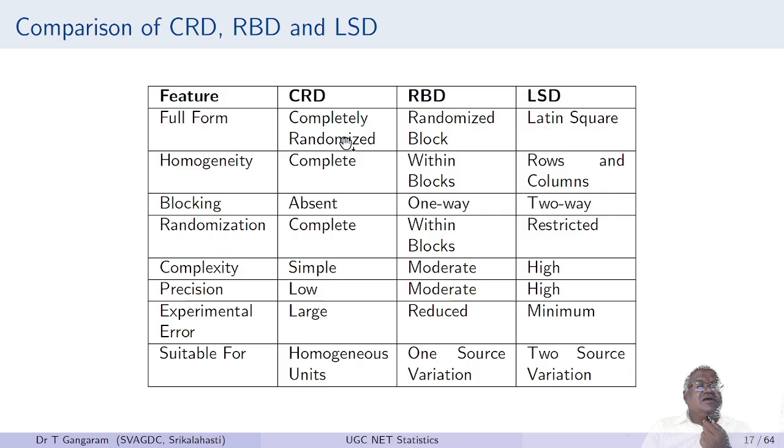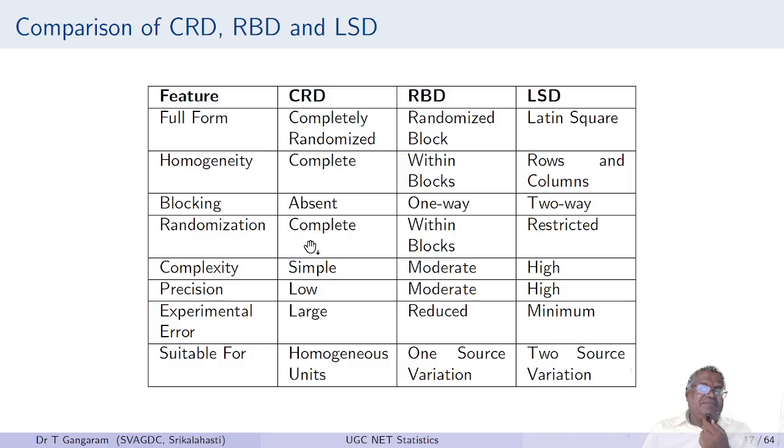Here CRD is completely randomized design, RBD is randomized block design, LSD is Latin square design. Homogeneity: all the experimental units are homogeneous in CRD. In RBD, homogeneity is within the blocks. In LSD, within rows and within columns. Blocking concept is absent in CRD. Blocking concept enters in RBD only one way. Blocking concept is two way in Latin square design.